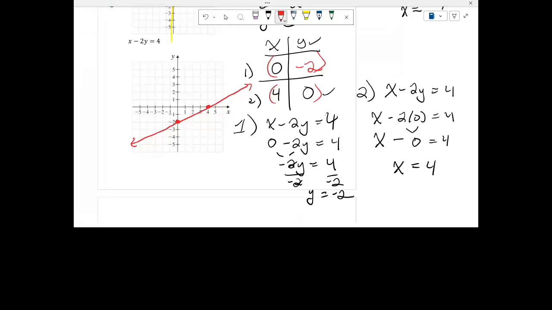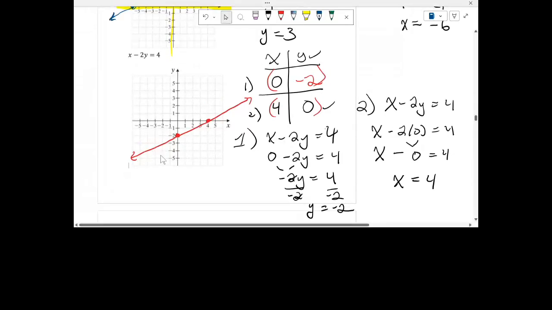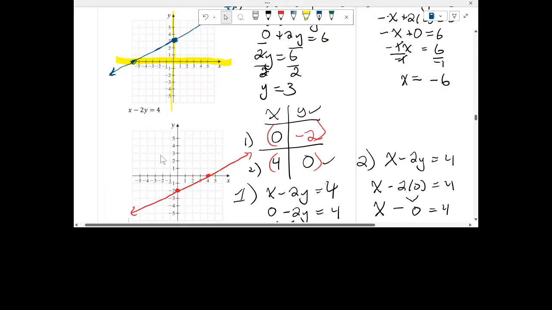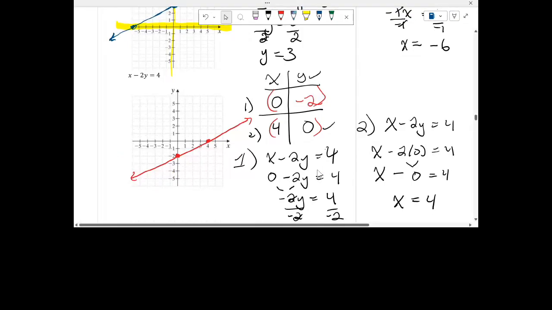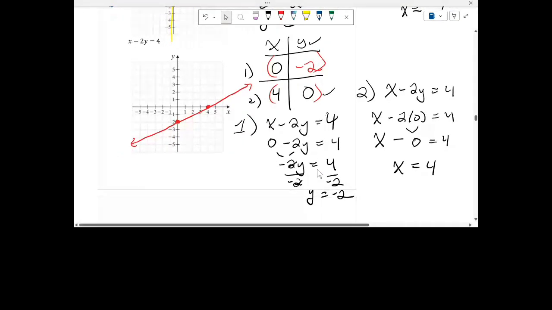Y'all, anytime I see this phrase right here where they tell me to plot the intercepts, again, that's the little table I'm going to make. It's similar to the tables that we did on Monday, but we got to use those real specific values, okay?